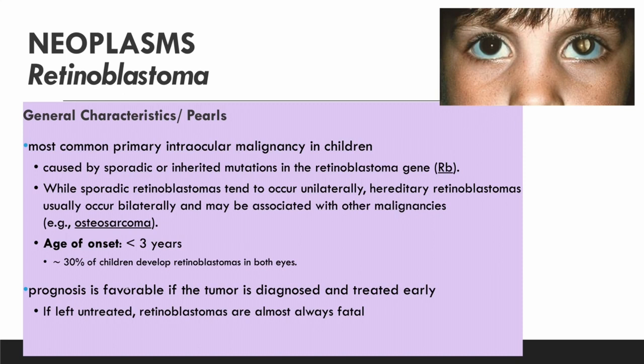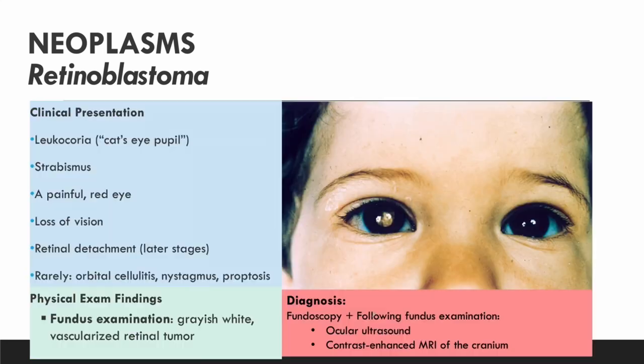Obviously, as with any cancer, the earlier that you diagnose and treat, the better the prognosis. If it's left untreated, it's almost always fatal. On clinical presentation, we see leukocoria, or the cat's eye pupil, where it should be red, it is white. Sometimes because the vision is impaired on that side, you can get some strabismus. Sometimes it's painful, other times not. You get loss of vision. In later stages, because of the growth of the tumor, you can have retinal detachment. More rarely, you can see some nystagmus, proptosis of the eye, where it bulges outward, or orbital cellulitis.